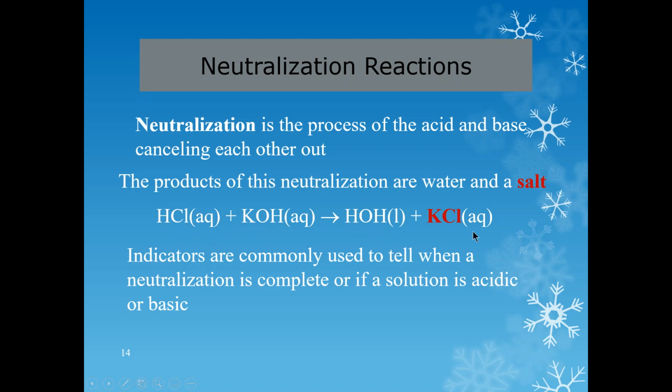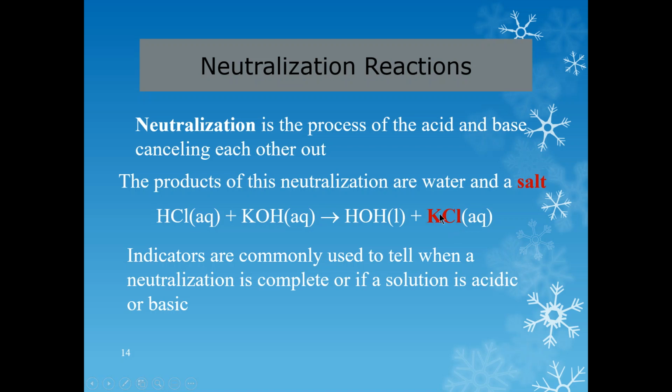The example shown here is the reaction between hydrochloric acid and potassium hydroxide. And you can predict the formula for the resulting products because one of the products will be water, which is formed as a result of the hydrogen from the acid coming together with the hydroxide to form water. And then the potassium comes together with the chloride to form the salt, which is the other product. The salt in this case is known as potassium chloride.